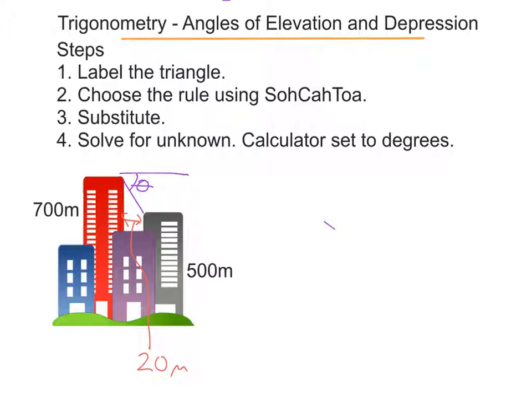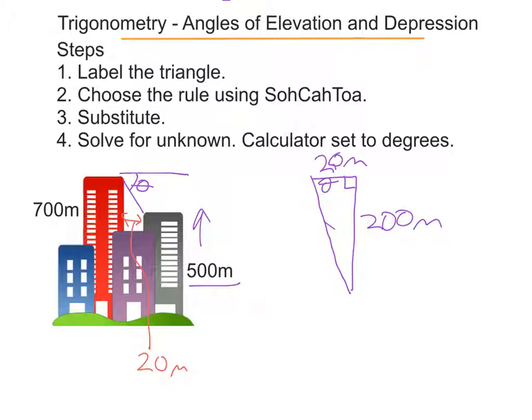So we've got a triangle that looks like this, where the angle of elevation, or depression, sorry, is there, and there's a right angle here. This is 20 metres, and this side's 200 metres. That's because we've got 500 metres to the top of the grey building, and the red building is 700 metres tall, so the difference is 200 metres.